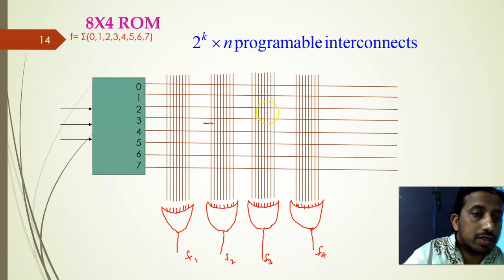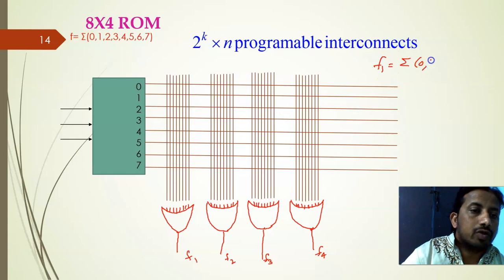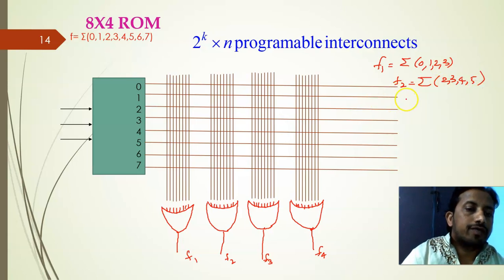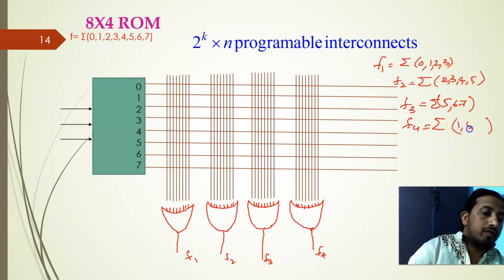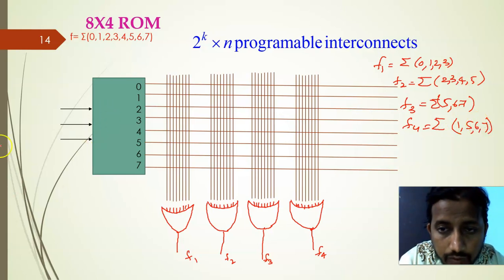Suppose you had four functions. The first function is f1 equal to summation of 0, 1, 2, 3. f2 is equal to summation of 2, 3, 4, 5. f3 is equal to summation of 5, 6, 7. f4 is equal to summation of 1, 5, 6, 7.